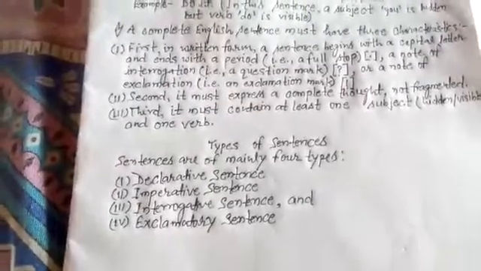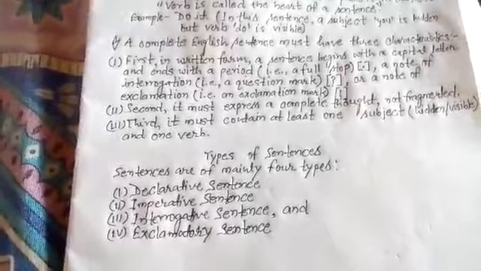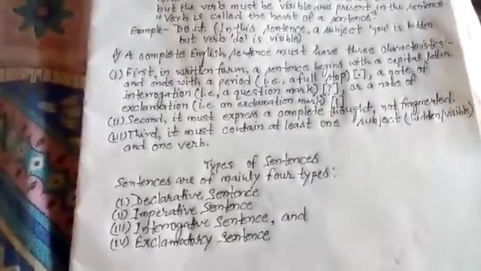And the last one, exclamatory sentence. An exclamatory sentence expresses overflow of emotions. Overflow of emotions means strong emotions. These emotions can be of happiness, wonder, sorrow, anger, etc. Like, what a day it was! And after this, there is a mark of exclamation.